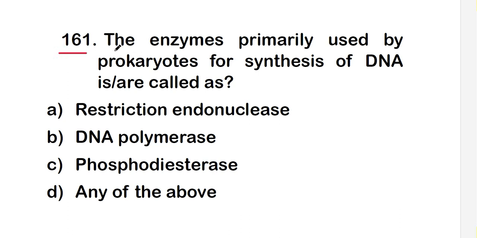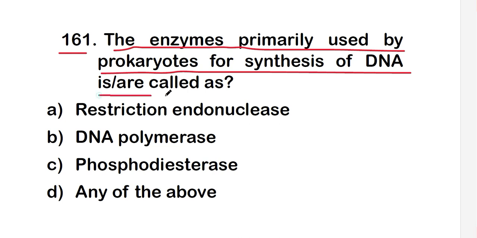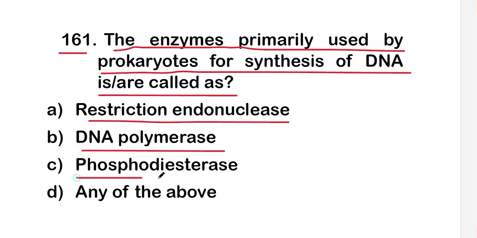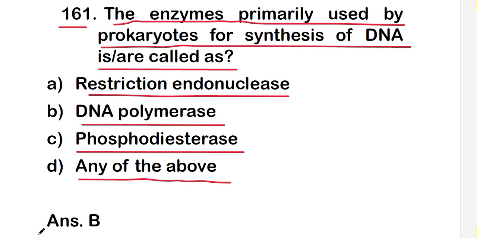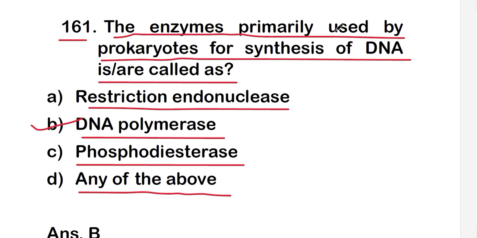The first question: the enzyme primarily used by prokaryotes for synthesis of DNA is called as option A, restriction endonuclease, option B, DNA polymerase, option C, phosphodiesterase, or option D, any of the above. The right answer is option B, that is DNA polymerase. So the enzyme primarily used by prokaryotes for synthesis of DNA is called DNA polymerase.